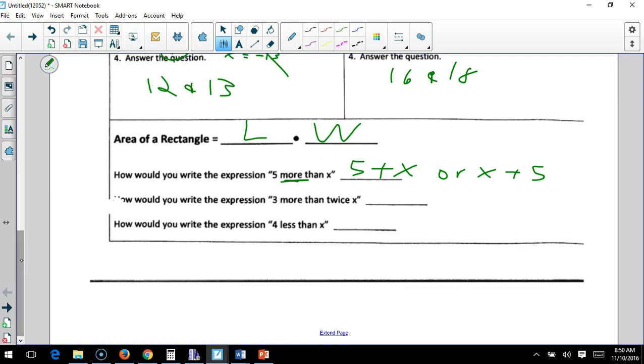How would you write the expression 3 more than twice x? Again, this is like literally survival translation. Because this is going from one language to another, English to math, okay?